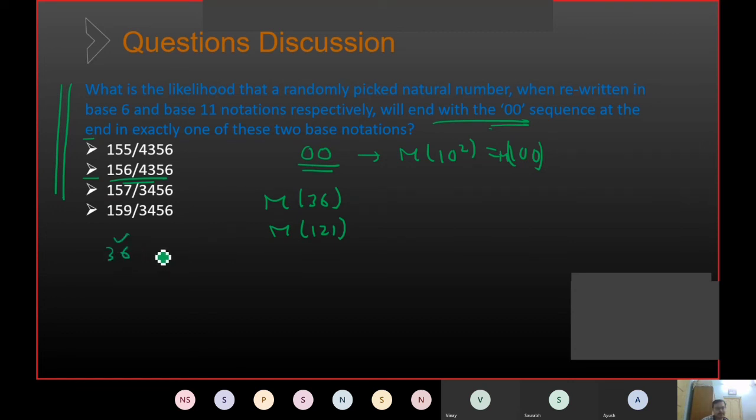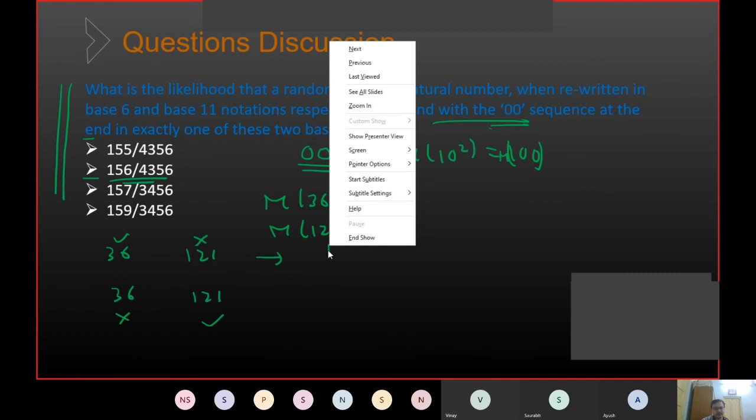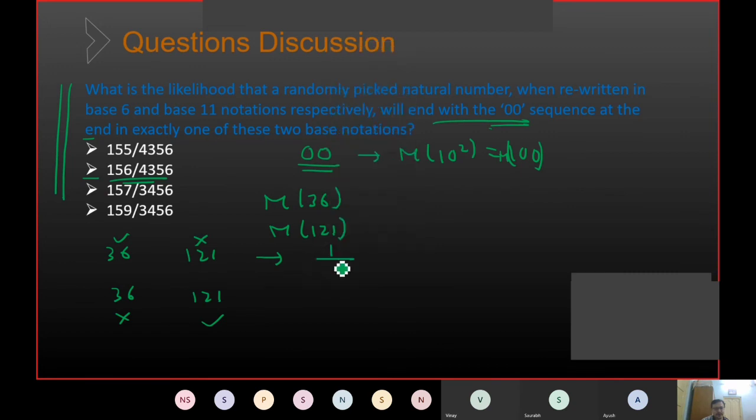So there are two possibilities. Either it is a multiple of 36 and not of 121, or it is not a multiple of 36 but is a multiple of 121. In the first case, the probability is 1 by 36 into 120 by 121. In the second case, the probability is 35 by 36 into 1 by 121.